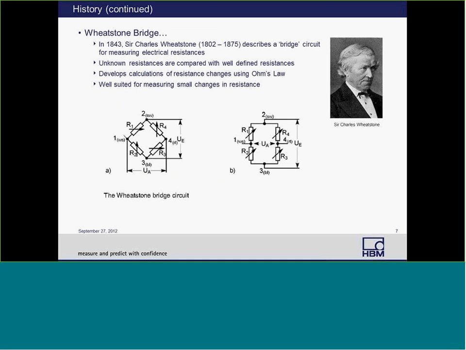In 1843, Sir Charles Wheatstone described a bridge circuit for measuring electrical resistances. Unknown resistances are compared with well-defined resistances. He developed calculations of resistance changes using Ohm's law, and it was found that this was well suited for measuring small changes in resistance. The two diagrams below show you the Wheatstone Bridge in its current form. The one on the left is the design that Charles Wheatstone drew up, and electrically the one on the right is exactly the same, but most people are used to the one on the left.